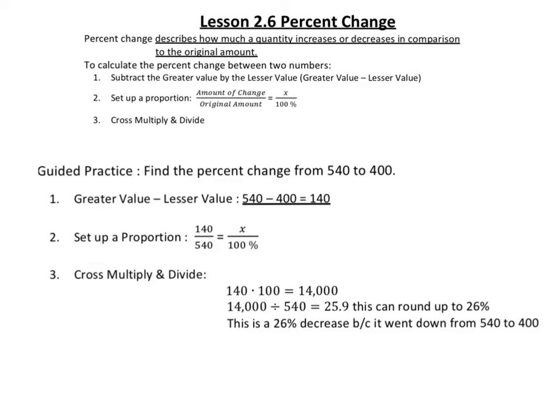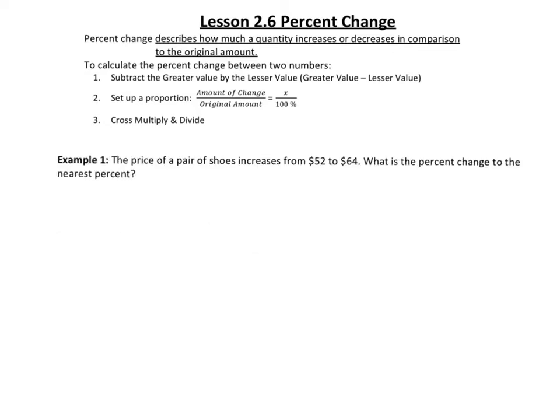Now we have to cross multiply. We do 100 times 140 to get 14,000. Then we divide down. We get 14,000 divided by 540, and that equals 25.9, and that can round up to 26%. So this is a 26% decrease because it went down from 540 to 400. So here's our first example.